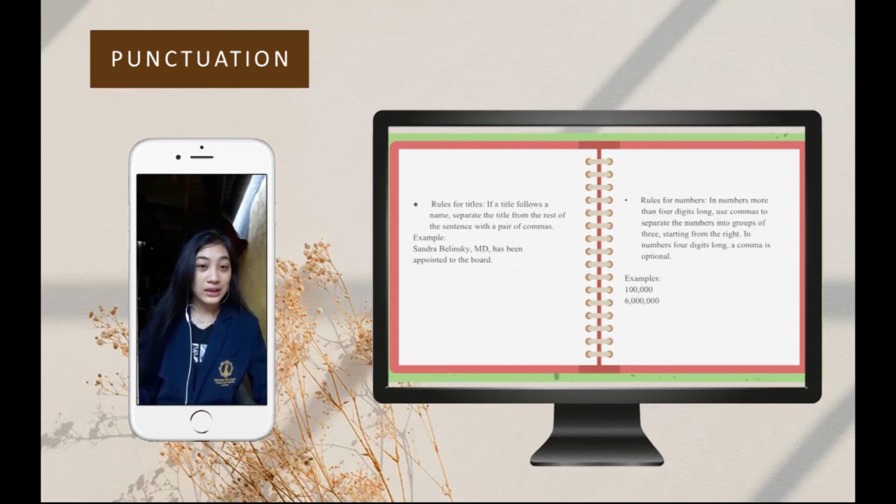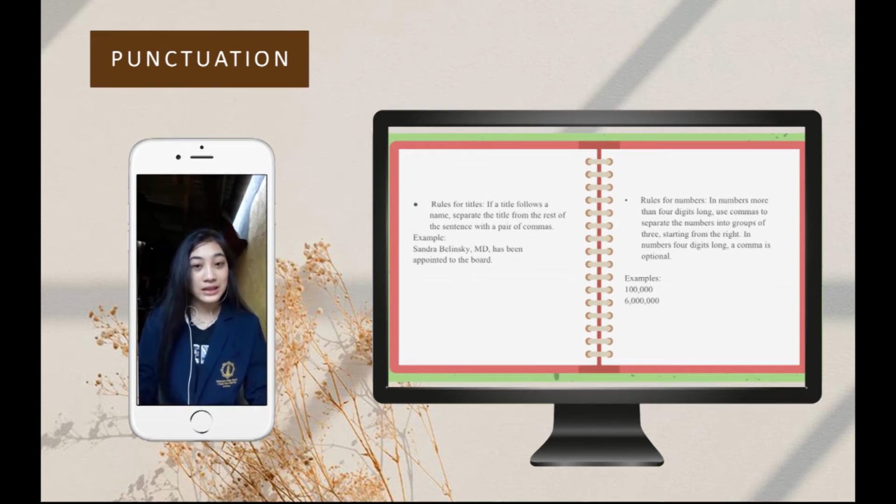We will continue the next submaterial. Okay, let's start. Rules for titles. The titles following a name are separated from the rest of the sentence with a pair of commas. For example: Sandra Borinsky, comma, MD, comma, has been appointed to the board.